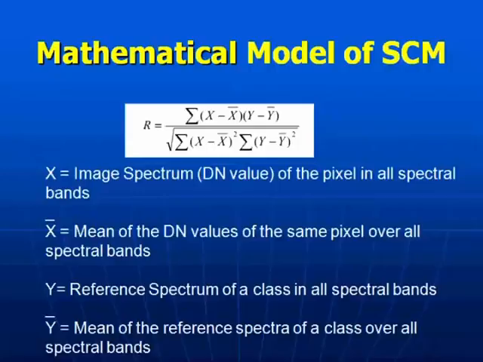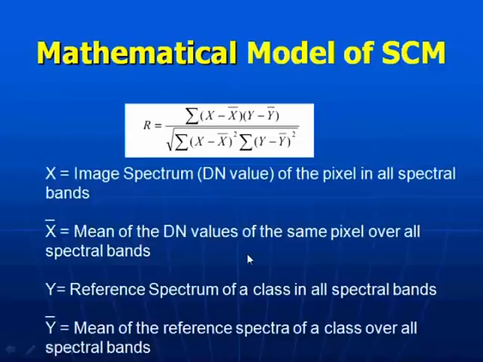Whichever pixel is close to the reference spectra, the correlation R of that pixel will be high. Now what is R here? R is composed of X, the image spectrum or the DN value of the pixel in all spectral bands. X bar is the mean of the DN values of the same pixel over all spectral bands, and Y is the reference spectrum of a class in all spectral bands, whereas Y bar is the mean of the reference spectra of a class over all spectral bands.